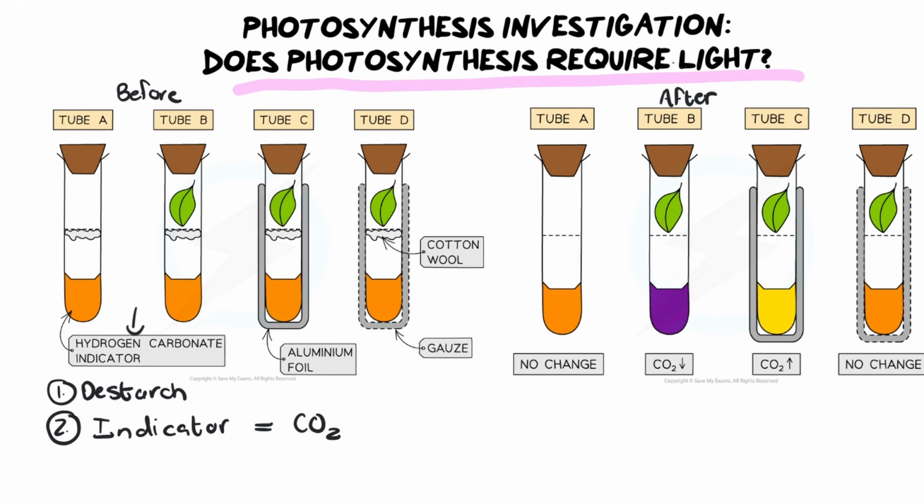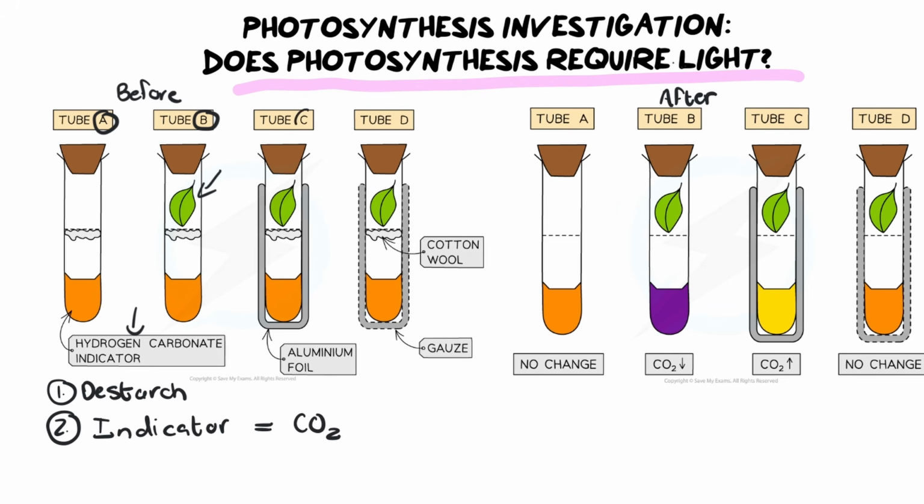Now, if we look at the setup and we start off with test tube A, that is our control. There's no leaf inside of there, but there is the carbonate. We're going to use that later on, and I'll tell you why. The next setup is test tube B. We now have one of those leaves that we de-starched earlier. It's positioned on top of some cotton wool so that it doesn't fall down into the indicator all the time and potentially stop the photosynthesis from happening.